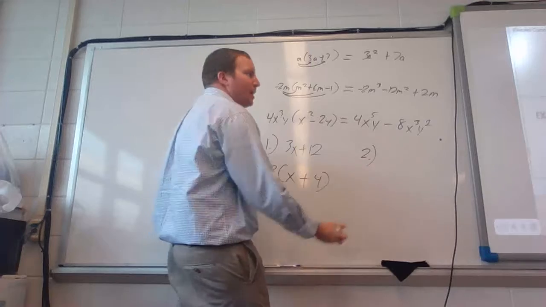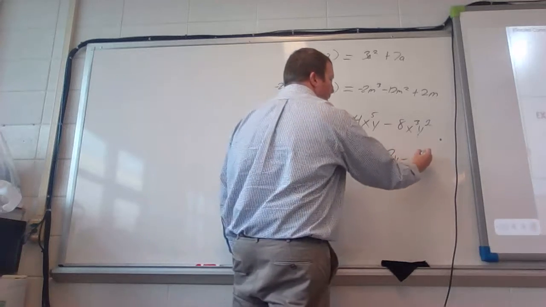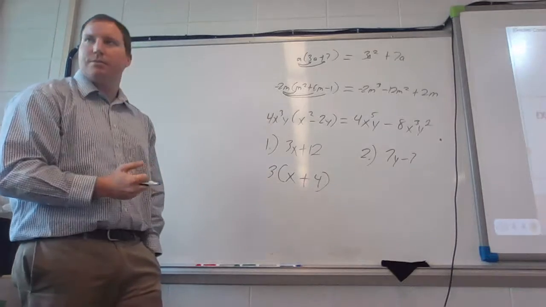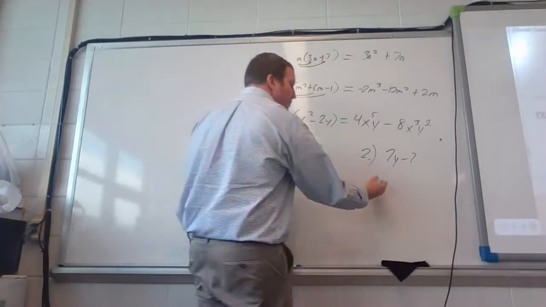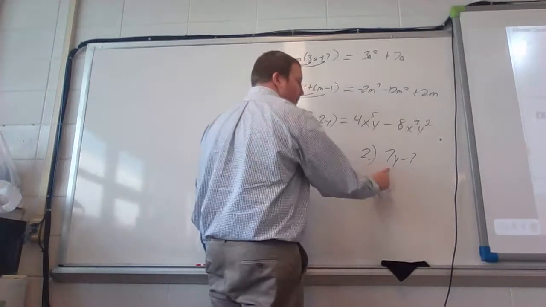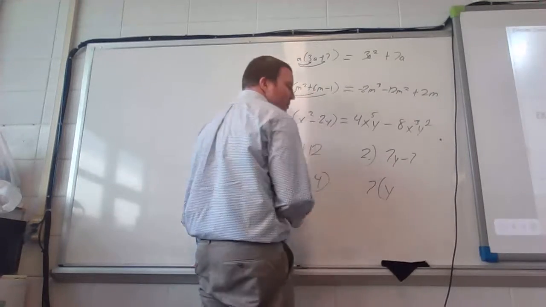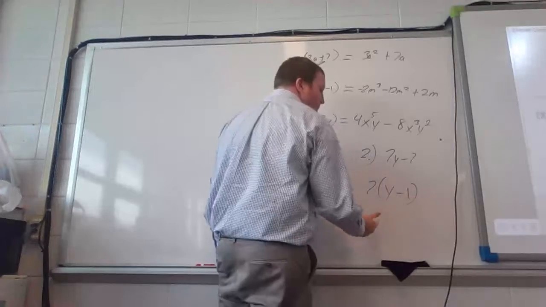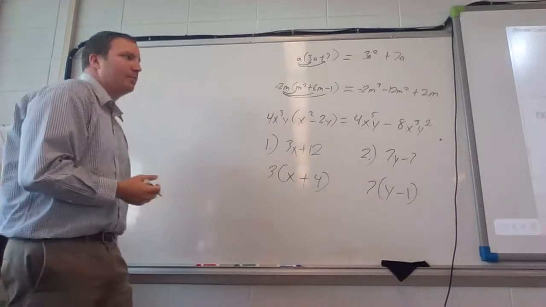So number 2, we got 7y minus 7. What would be our greatest common factor? 7. That's all we can take out. 7y divided by 7 is y. Negative 7 divided by 7 is negative 1.